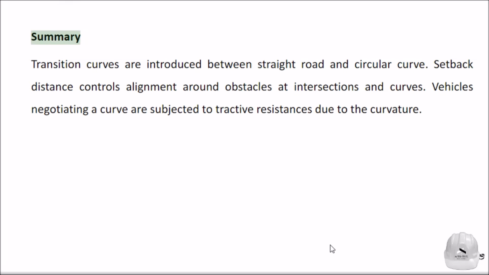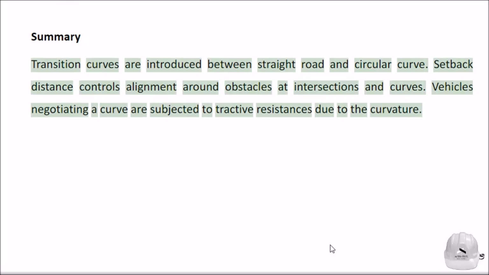Summary. Transition curves are introduced between straight road and circular curve. Setback distance controls alignment around obstacles at intersections and curves. Vehicles negotiating a curve are subjected to tractive resistances due to the curvature.